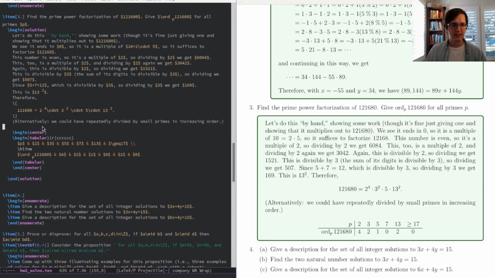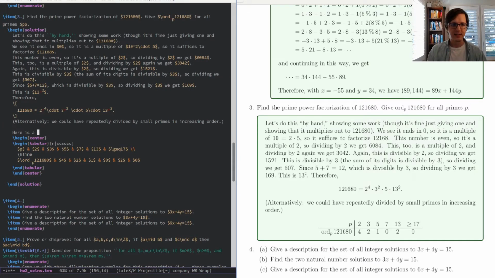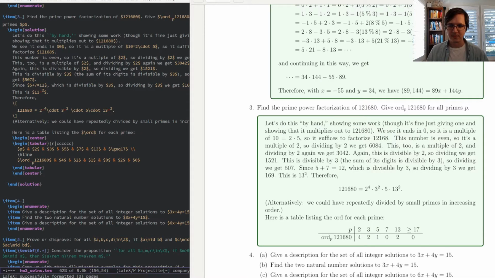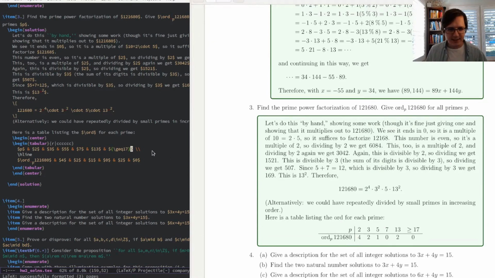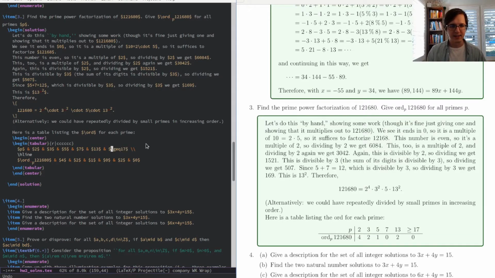Okay, so here is a table listing the ord for each prime. I wonder if that little space is, there's a space with the inequality. I wonder if that's something that can be gotten rid of. Oh, that's fine. Okay.